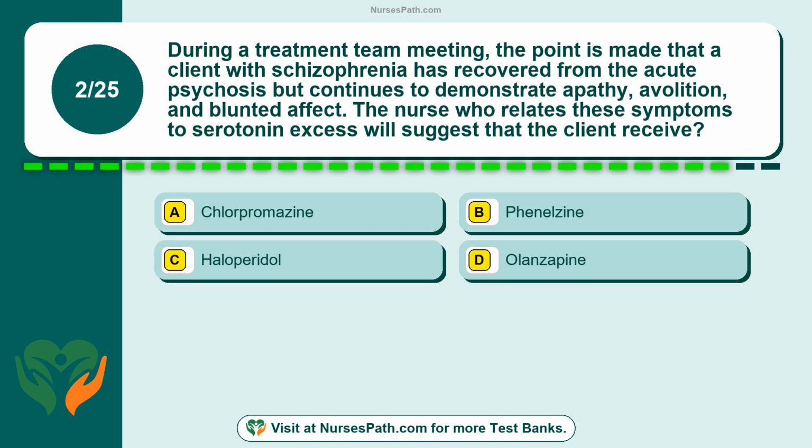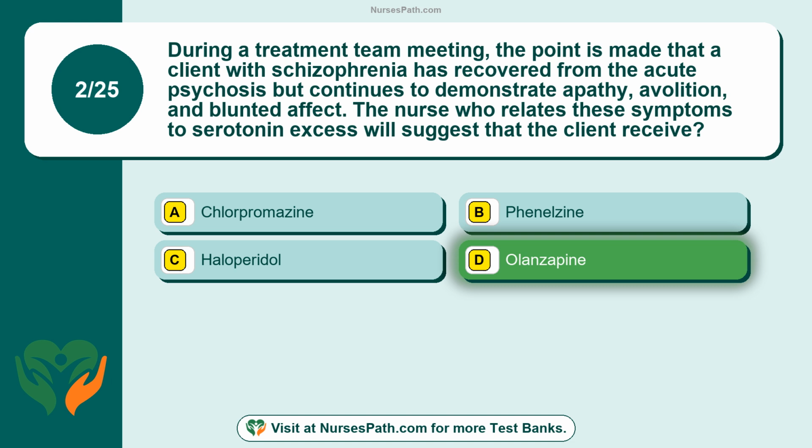Question 2. During a treatment team meeting, the point is made that a client with schizophrenia has recovered from the acute psychosis but continues to demonstrate apathy, avolition, and blunted affect. The nurse who relates these symptoms to serotonin excess will suggest that the client receive option A, chlorpromazine, option B, phenelzine, option C, haloperidol, option D, olanzapine. The correct answer is option D, olanzapine.